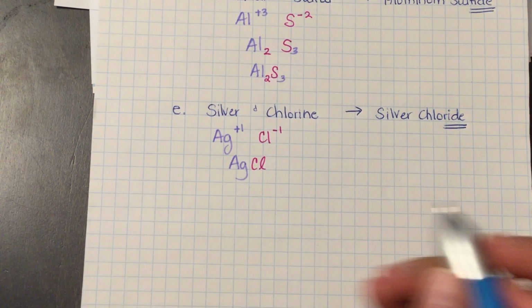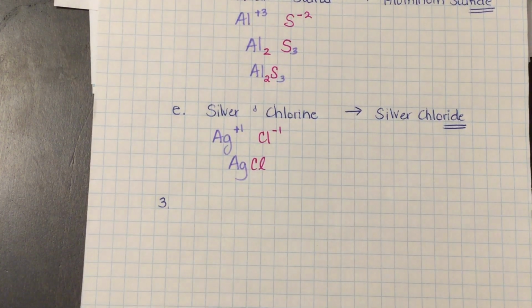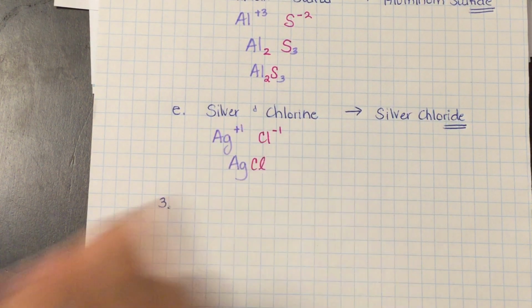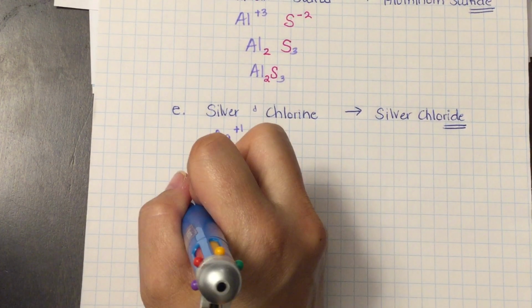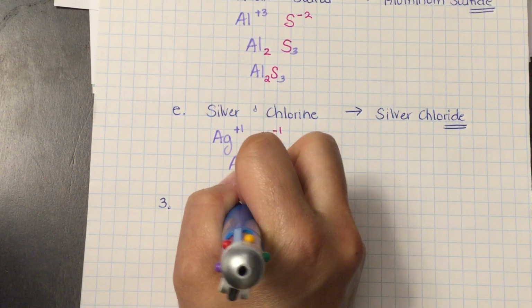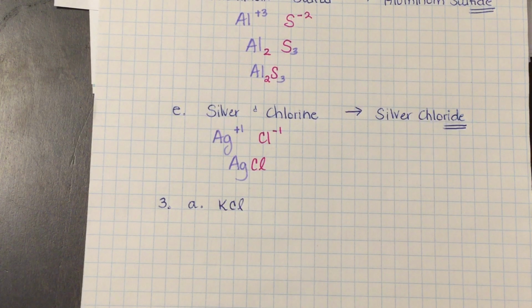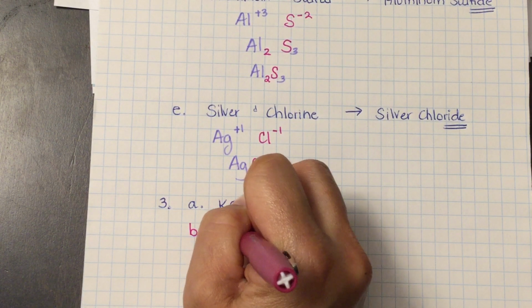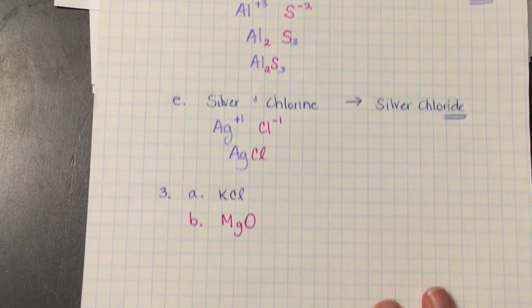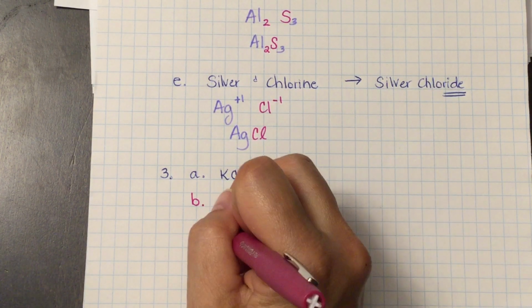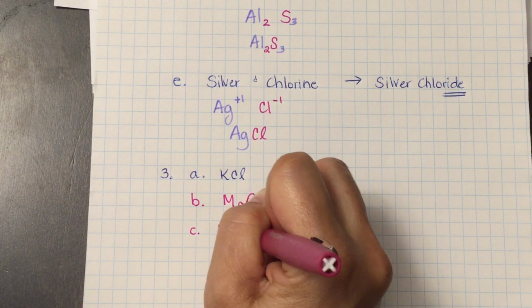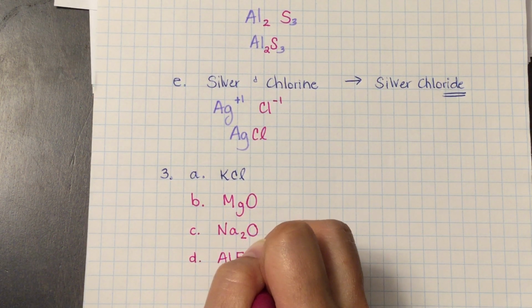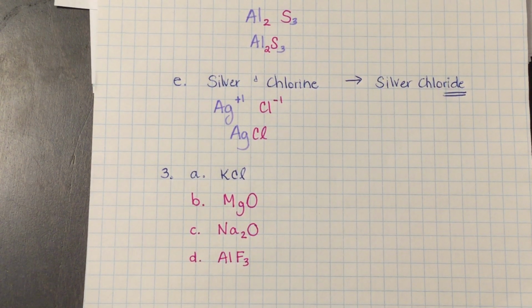Okay, and then for the last one, it says write the formulas for the following compounds. So A is potassium chloride. Stop, try it, and see if you get the same answer. KCl. Okay, B, C and D. Right on. Awesome. Great job.